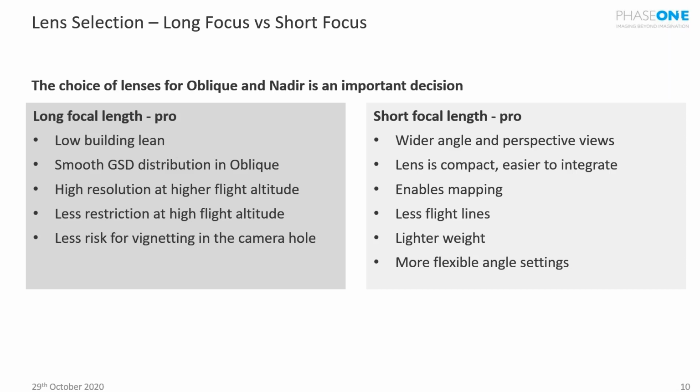When we look at the short focal length, it has a wider angle and perspective views. The lenses are usually smaller, so they're compact, easier to integrate in a system with 5, 6 cameras. It gives better resolution in mapping, and because of the wider angle, you have fewer flight lines.